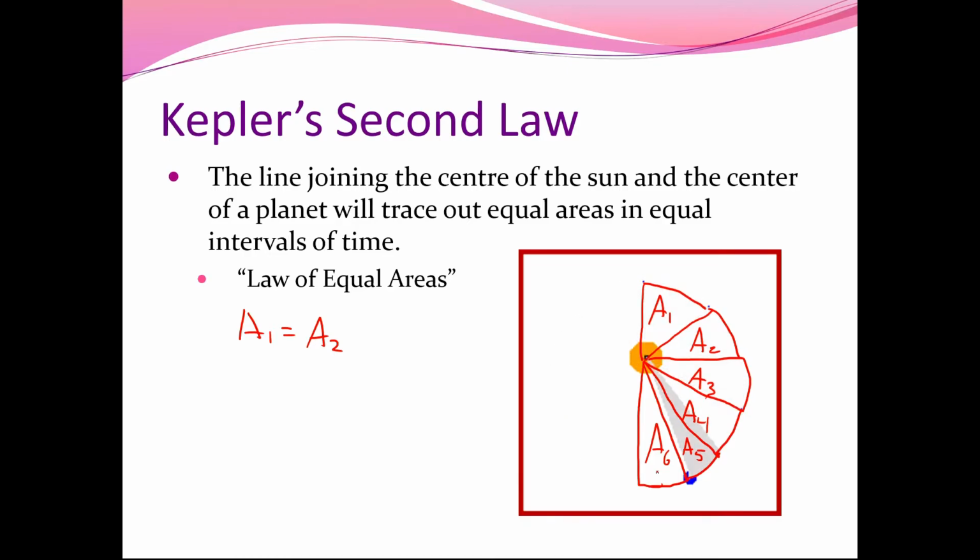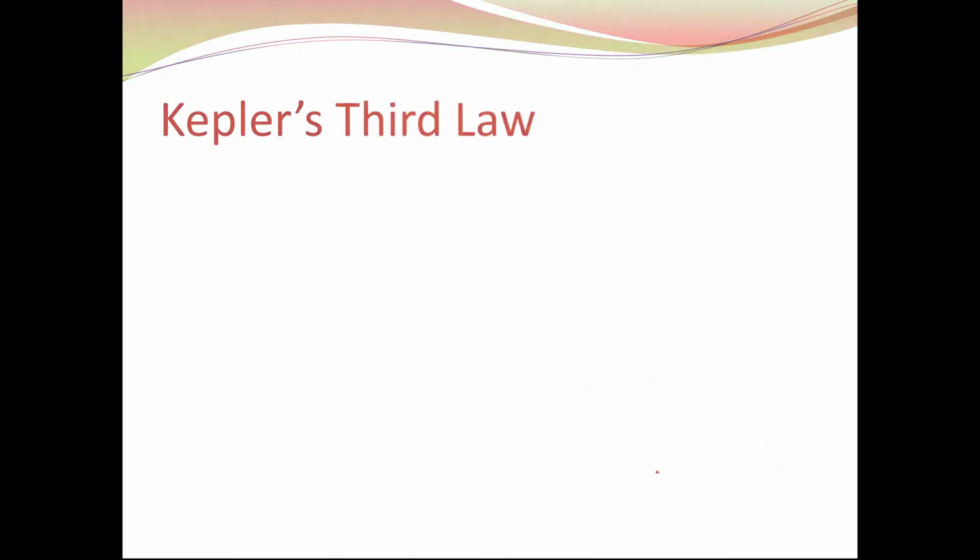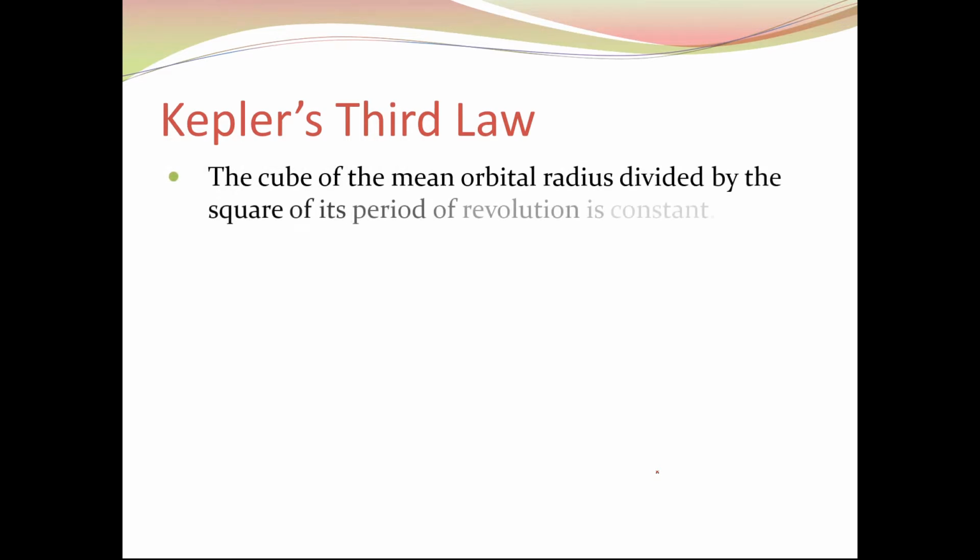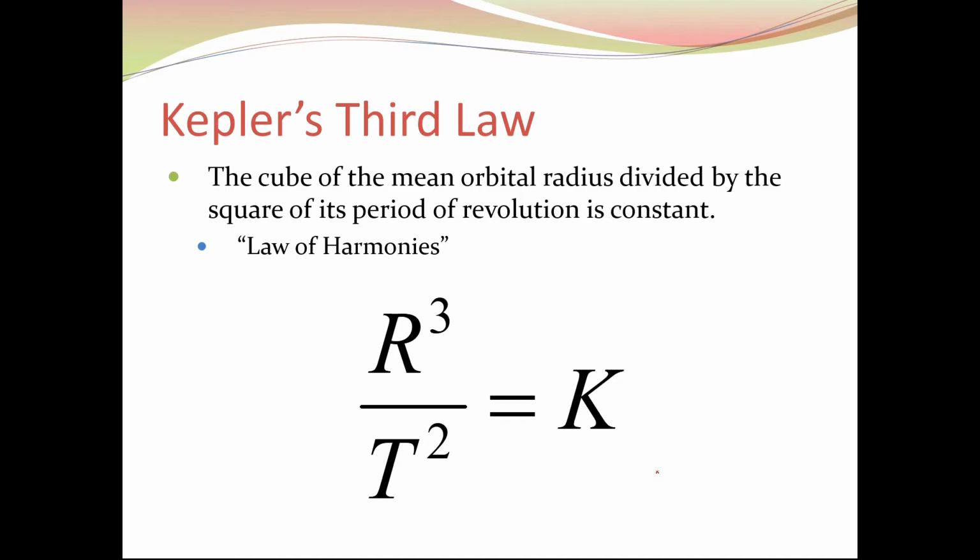Okay. All right, now Kepler's third law. Kepler's third law is the one that's really of interest to us because this one states the following. It's a little wordy. Basically it says that the cube of the mean orbital radius divided by the square of its period of revolution is constant. And this is what we call the law of harmonies. And this is really interesting because it allows us to sort of predict and calculate certain things about a particular solar system.